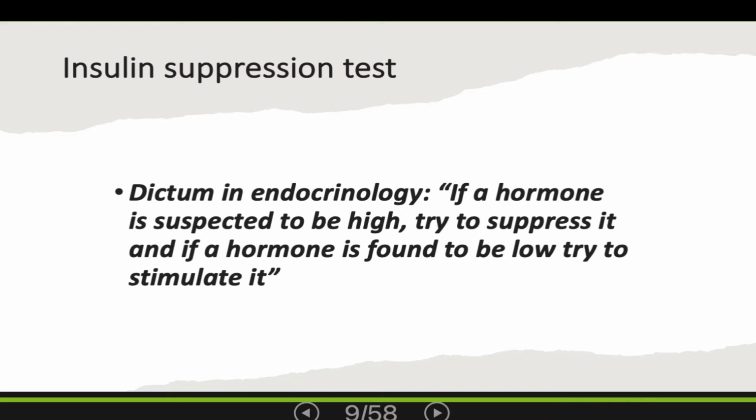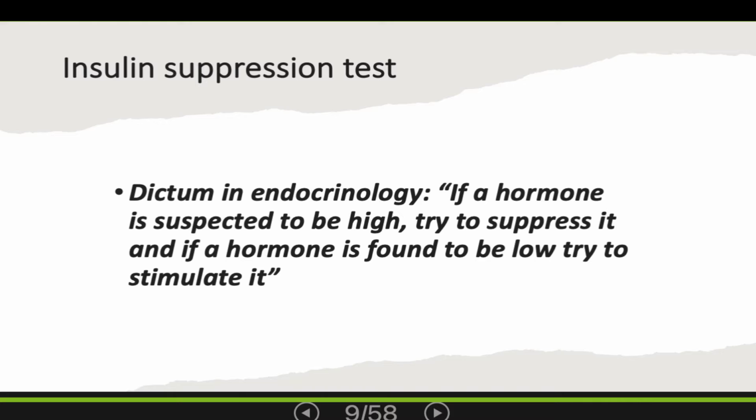For example, in Cushing syndrome, we suspect the cortisol to be high, so we try to suppress the cortisol. In Addison's or adrenal insufficiency, we think that the cortisol is low, so we try to stimulate the cortisol level. So in the same way, when you are thinking about insulin resistance, you're thinking that the insulin levels are high, so you will try to suppress the insulin level. So that's what is basically done in an insulin suppression test.